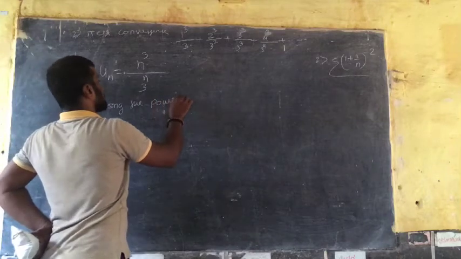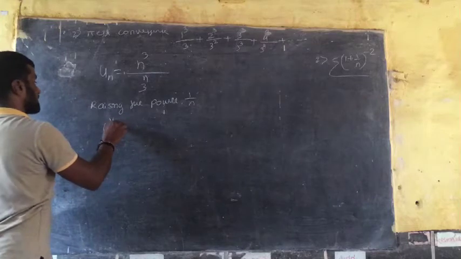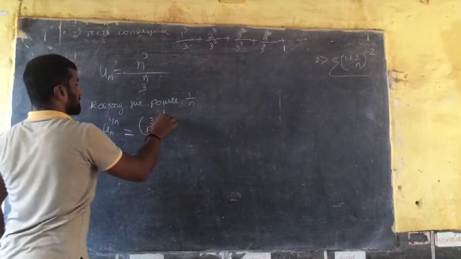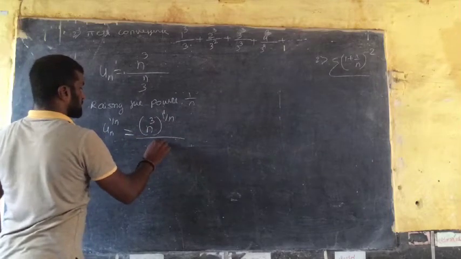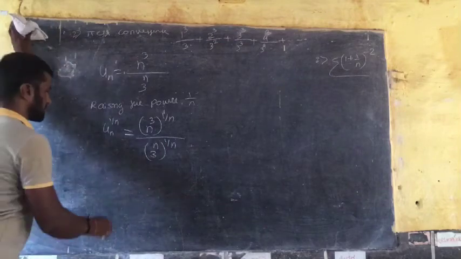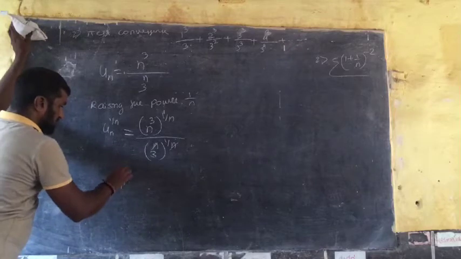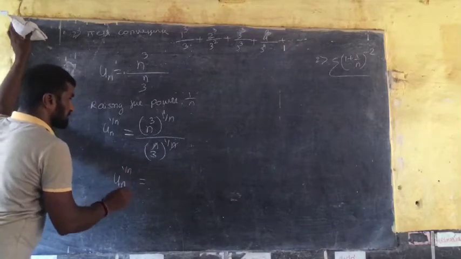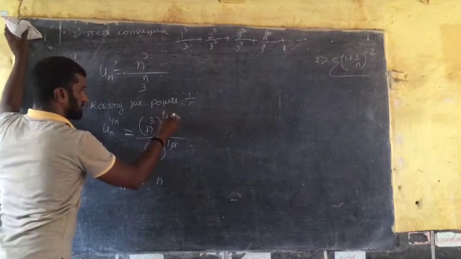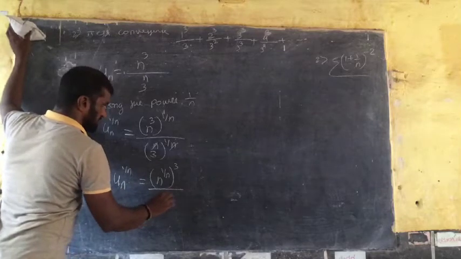Now raising the power 1 by n on both sides, u n raised to 1 by n equals n cube raised to 1 by n divided by 3 raised to n raised to 1 by n. So what happens? The n and 1 by n get cancelled, so in the denominator we get 3. I can write it in reverse: n raised to 3 by n, divided by 3, right?